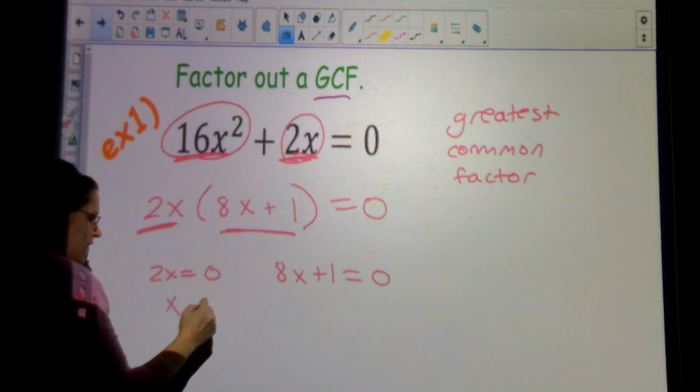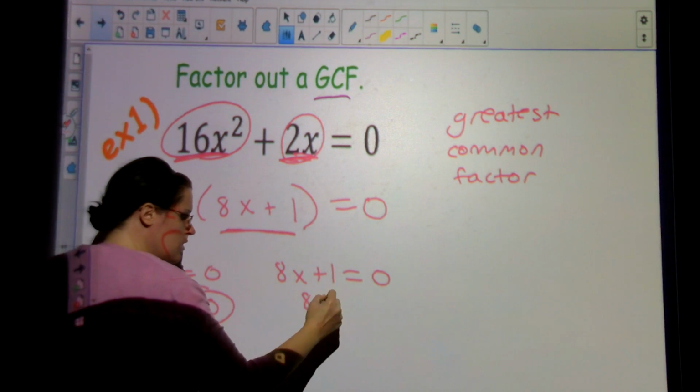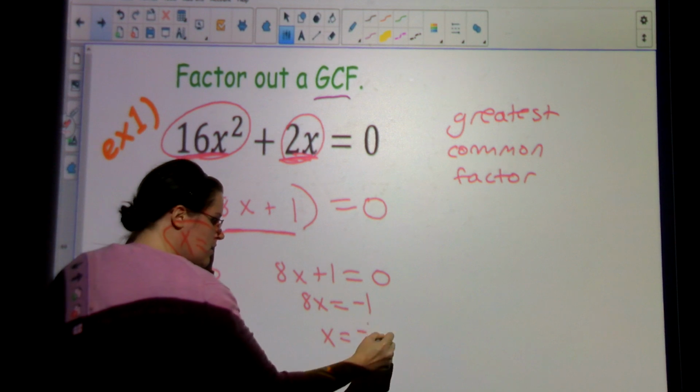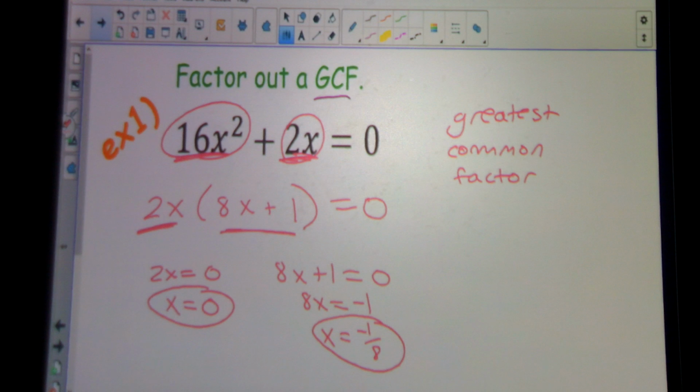Divide by 2, I get x equals 0. There's one answer. Subtract 1. Divide by 8. There's my other answer. There we go.